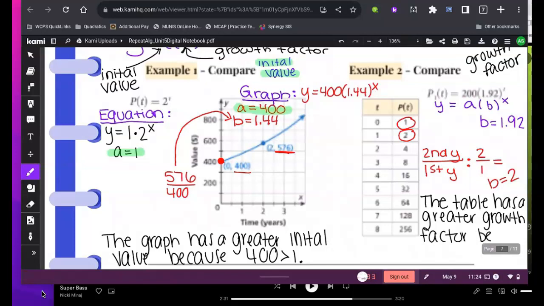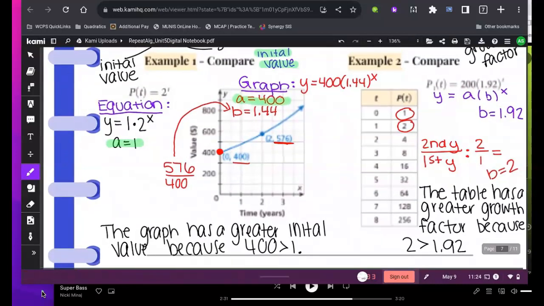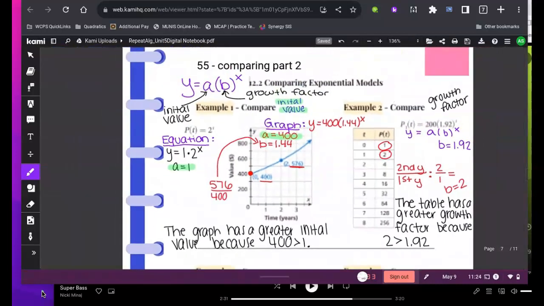Because 2 is greater than 1.92. So this time we were comparing the growth factors, and we saw that the table had the bigger growth factor because 2 is bigger than 1.92.